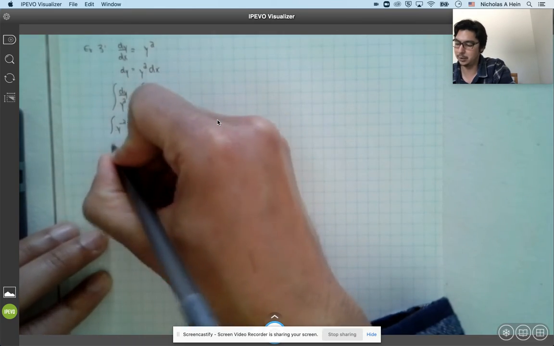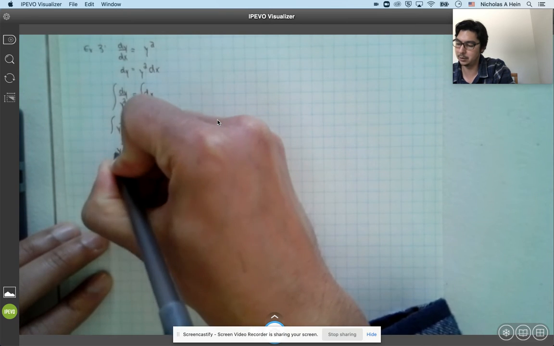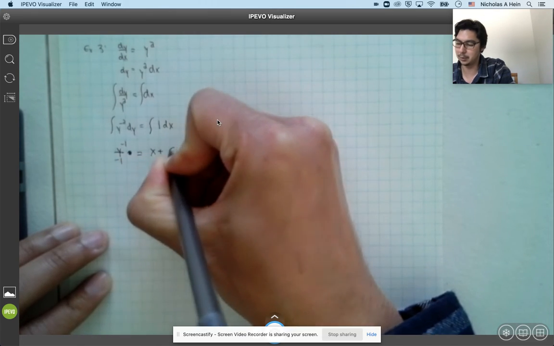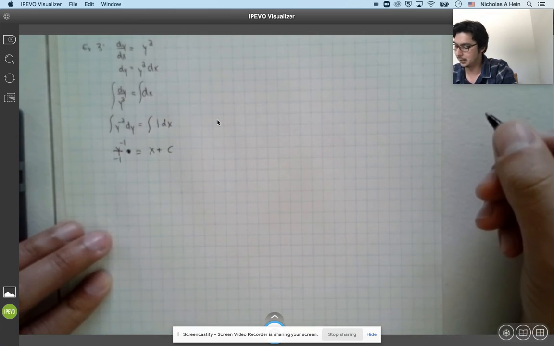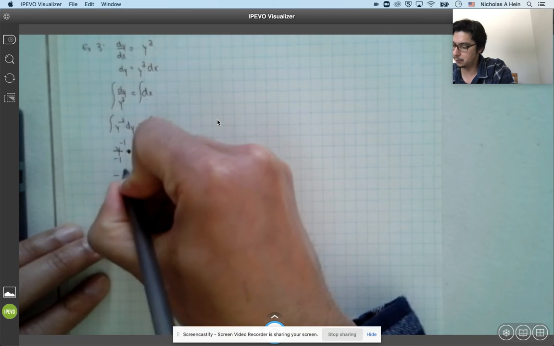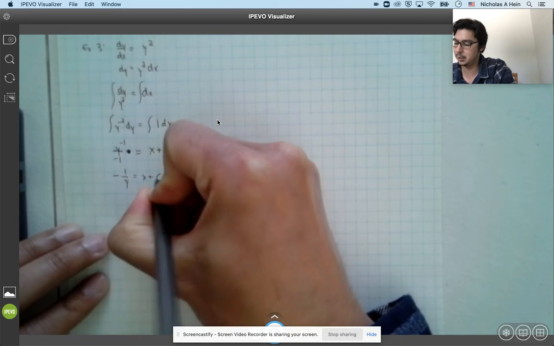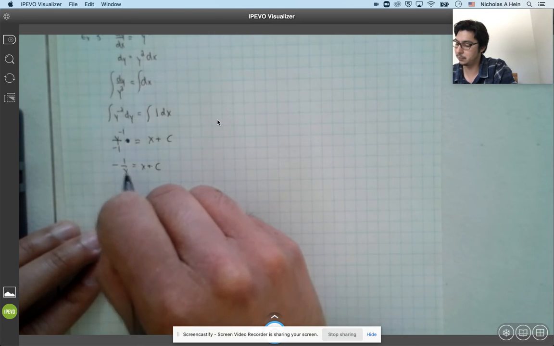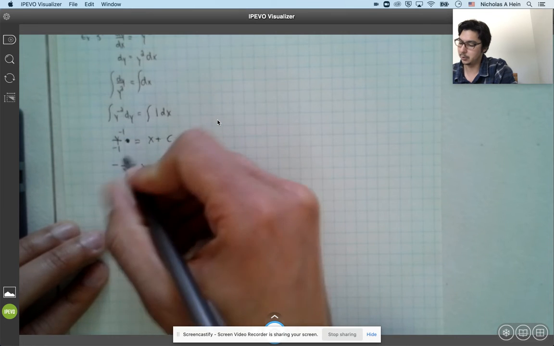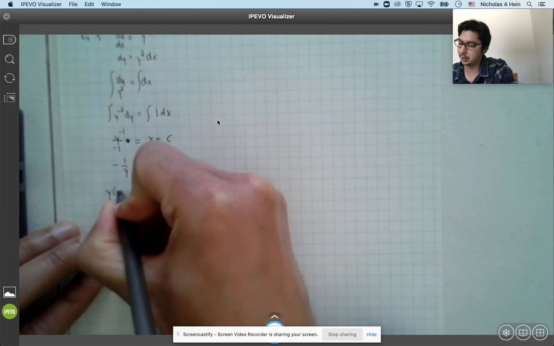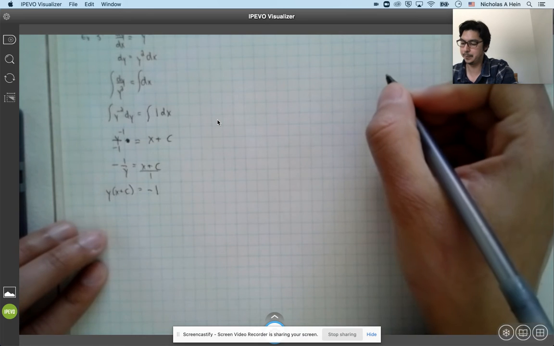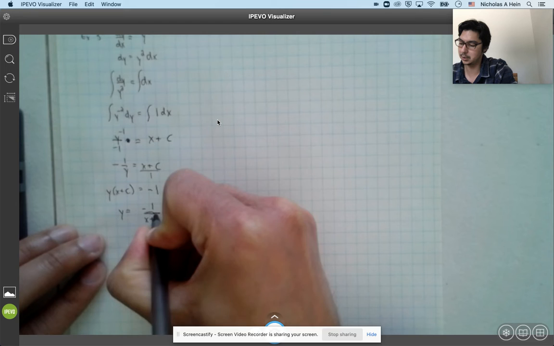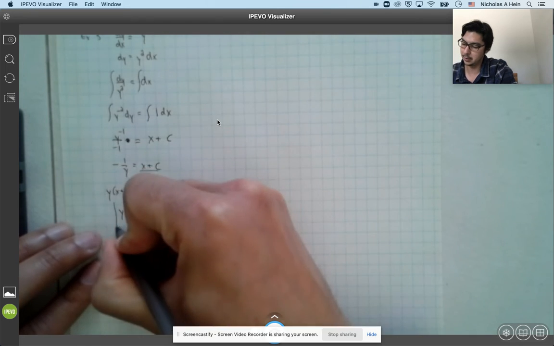Antiderivative of y to the -2 would be you add 1, so it'd be y to the -1 over -1. And I'm not going to put the plus c because you've seen it already. I just got the plus c on the right side there. So I can write this as -1 over y equals x plus c. And then let's see here. If I solve for y now, say I put this over 1 and I cross multiply, I'll have y times (x plus c) equals -1. And then dividing that over, we'll have y equals -1 over (x plus c), where c is some constant. And there you go.